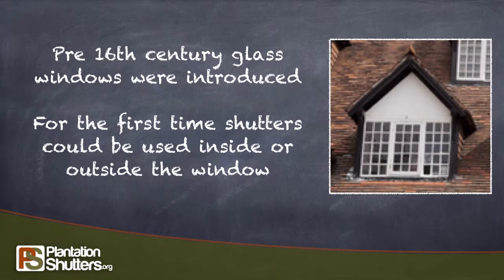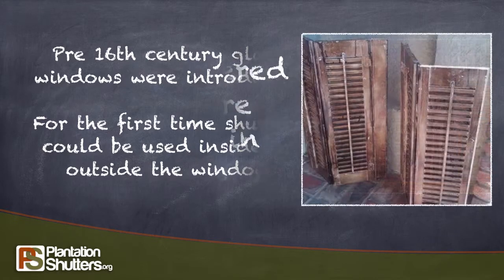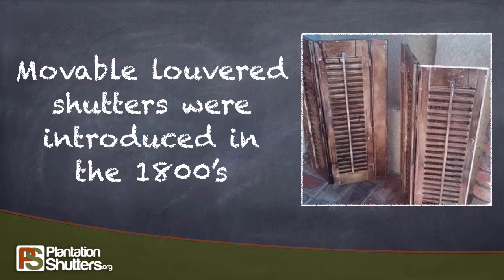Pre-16th century glass windows were introduced. For the first time, shutters could be used inside or outside the window. Movable louvered shutters were introduced in the 1800s.